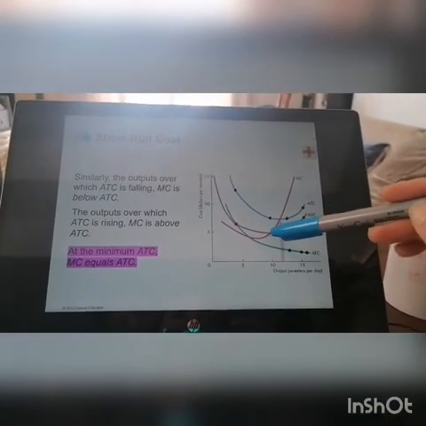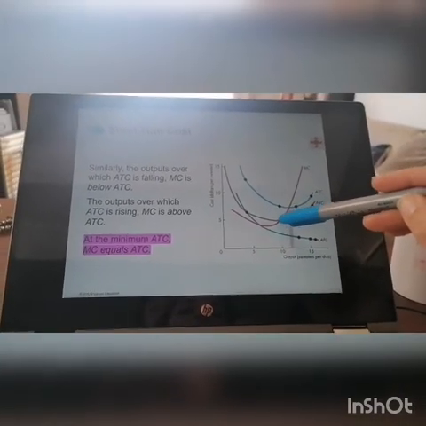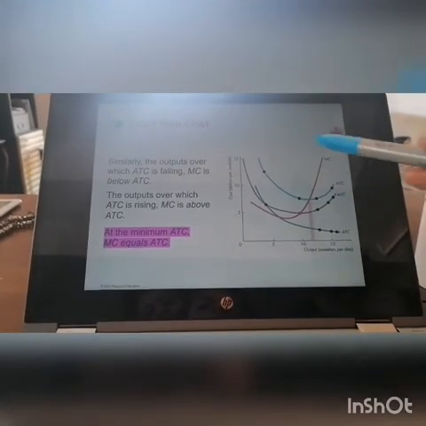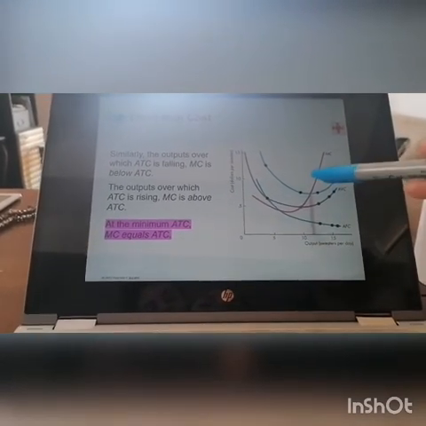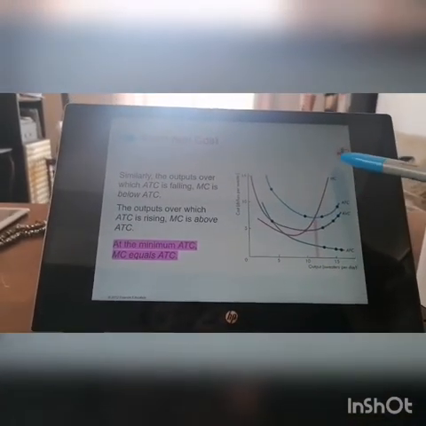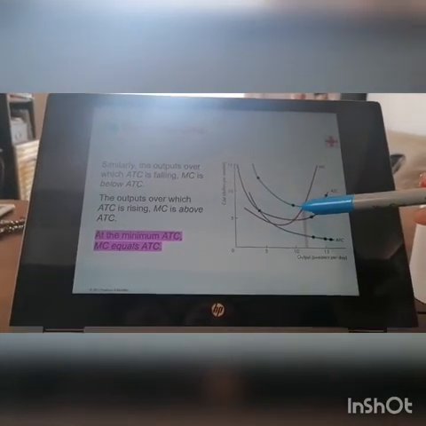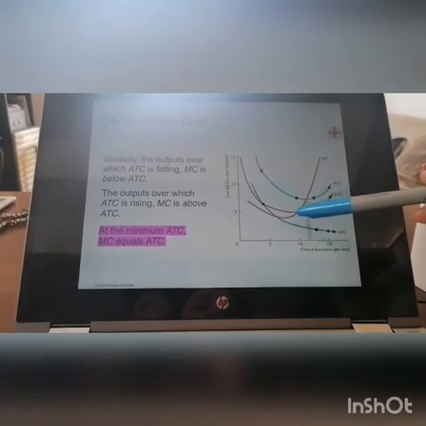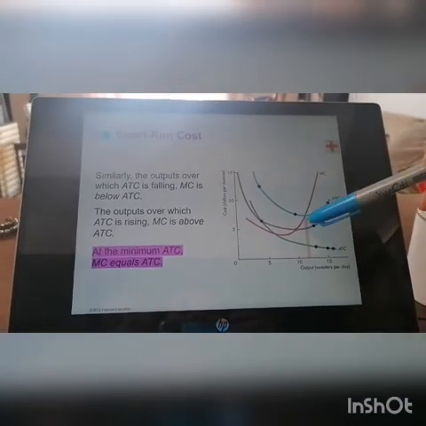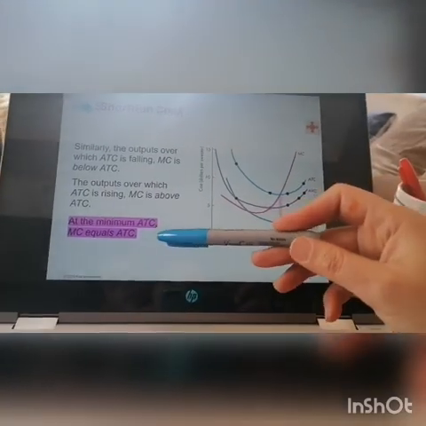So here the MC cuts the average variable cost at its minimum point, and the ATC, the average total cost, its shape is determined by the marginal cost. So when the marginal cost is decreasing, the ATC is decreasing, and when the marginal costs are increasing, the ATC is increasing, and so it cuts also the ATC. So as you can see, the marginal cost is cutting both the average variable cost and the average total cost at their minimum point.